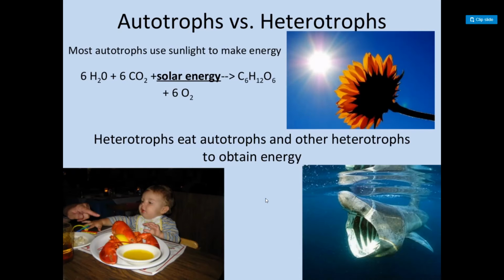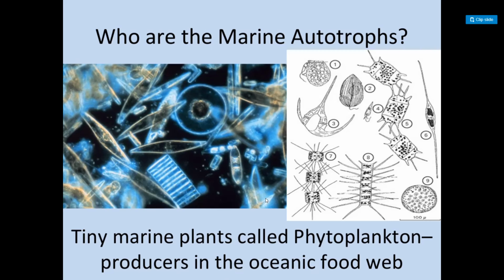That was just unnecessary. So who are the marine autotrophs? These are tiny marine plants called phytoplankton. They're producers in the oceanic food web.